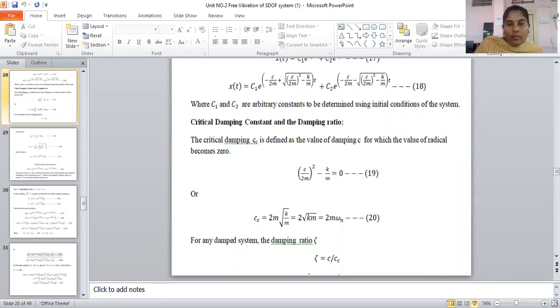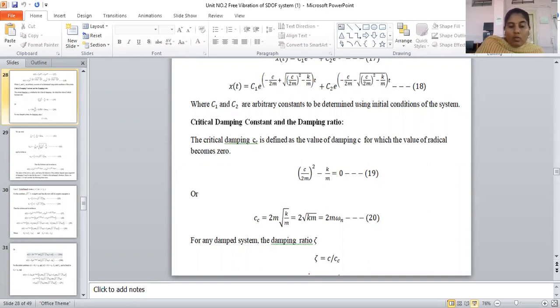From the above equation, I got the x of t value in terms of this: x is equal to e raised to minus zeta omega n t into the bracket c3 cos of root of 1 minus zeta square omega n t plus c4 into sin of the same. So the outside part is the a parameter, and the bracket is the b parameter.